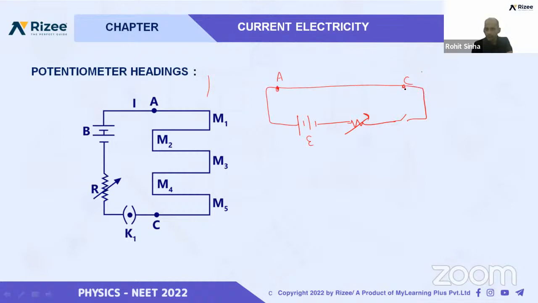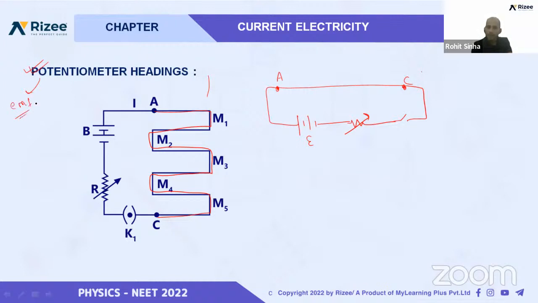This AC wire is usually arranged on a board in different sections, M1, M2, M3. We again move the jockey and find the null point. So a potentiometer is just an electronic device which actually measures or compares EMF.